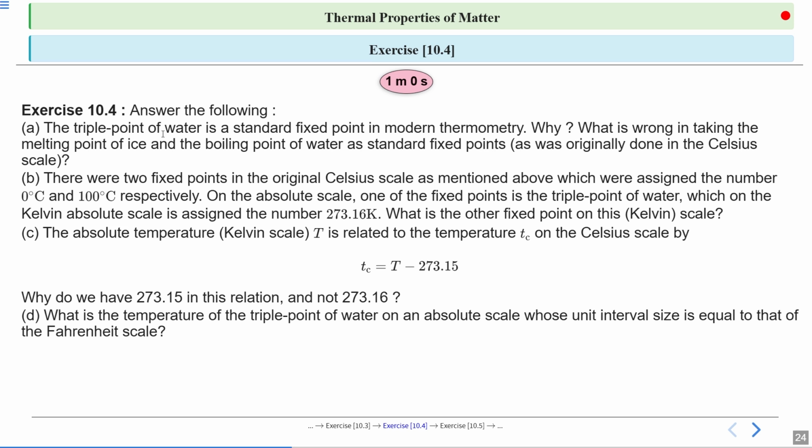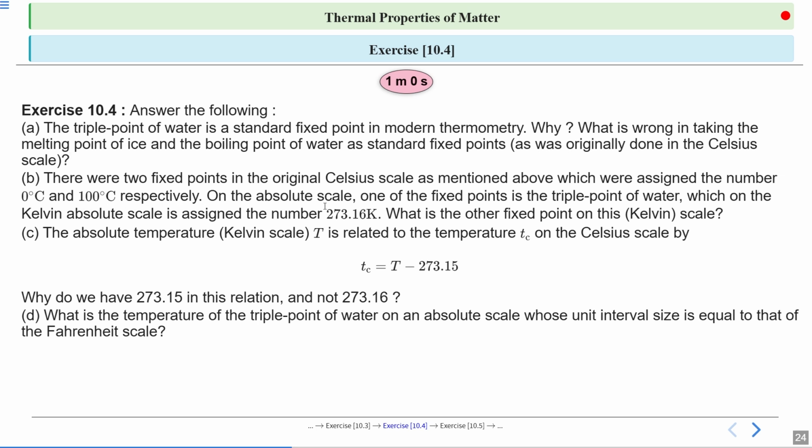Answer the following. A. The triple point of water is a standard fixed point in modern thermometry. Why? What is wrong in taking the melting point of ice and the boiling point of water as standard fixed points, as was originally done in the Celsius scale? B. There were two fixed points in the original Celsius scale, as mentioned above, which were assigned the numbers 0 degree Celsius and 100 degree Celsius respectively.